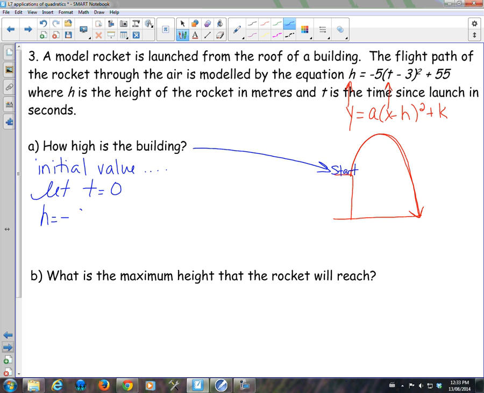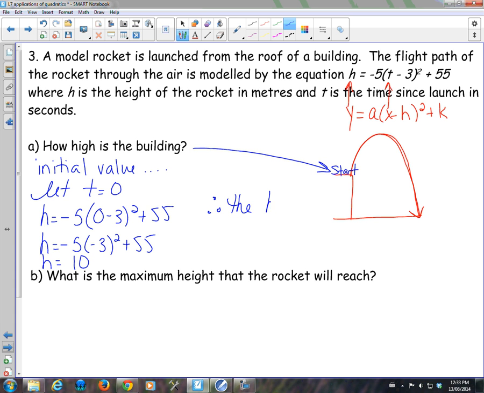So we've got -5(0 - 3)² + 55. So (-3)² plus 55. Do some math here. (-3)² is 9, times -5 is -45, plus 55 would make that 10. So write me a little sentence. The height of the building is 10 meters.